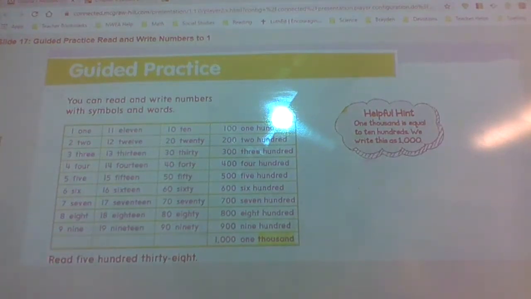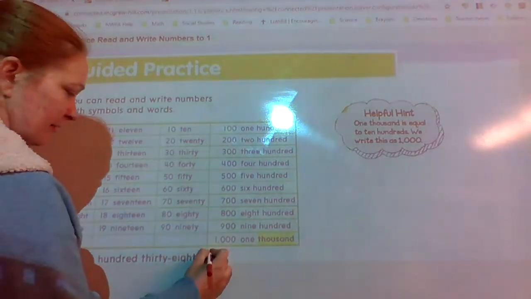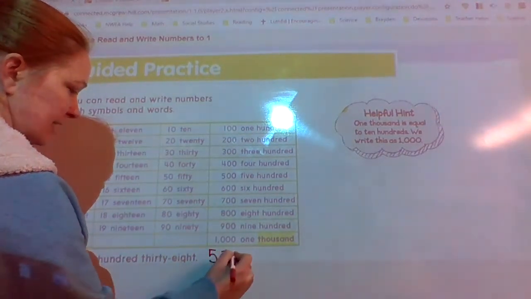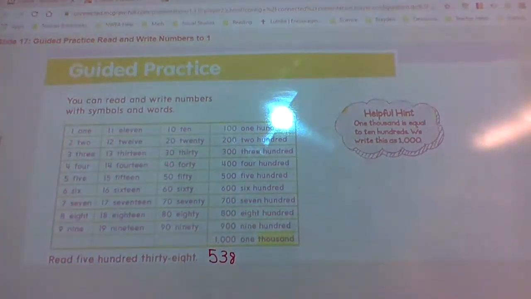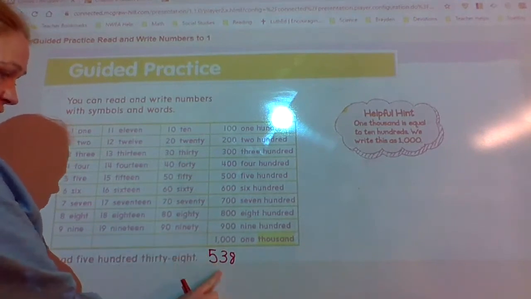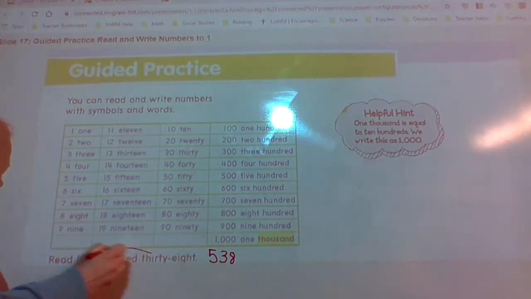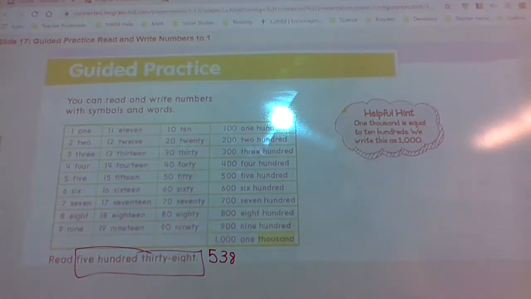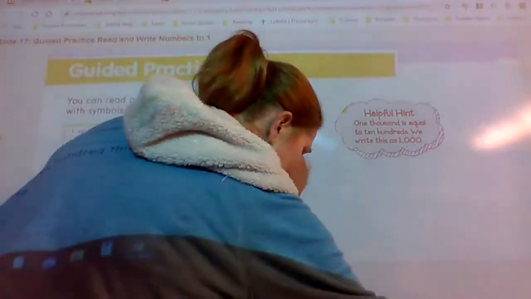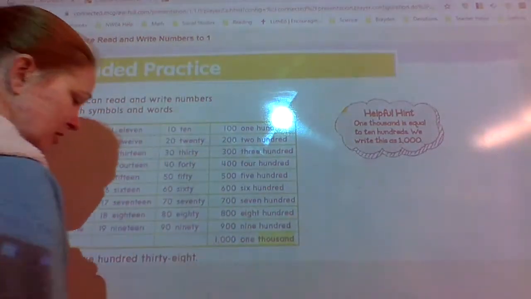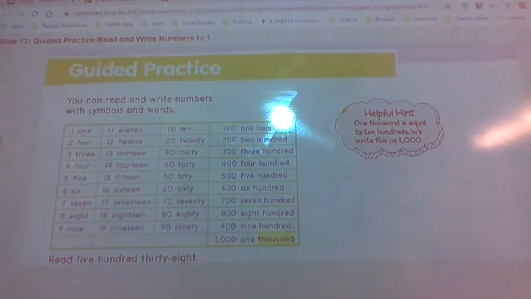So if I want to write 538, there it is, in symbols, I would write it like this, 538. So there's the symbols. And we would read these symbols as 538. This is how we would write it in words. Again, we did this on our morning work every morning, so nothing new on this page, but we're going to talk about it just so we can review.